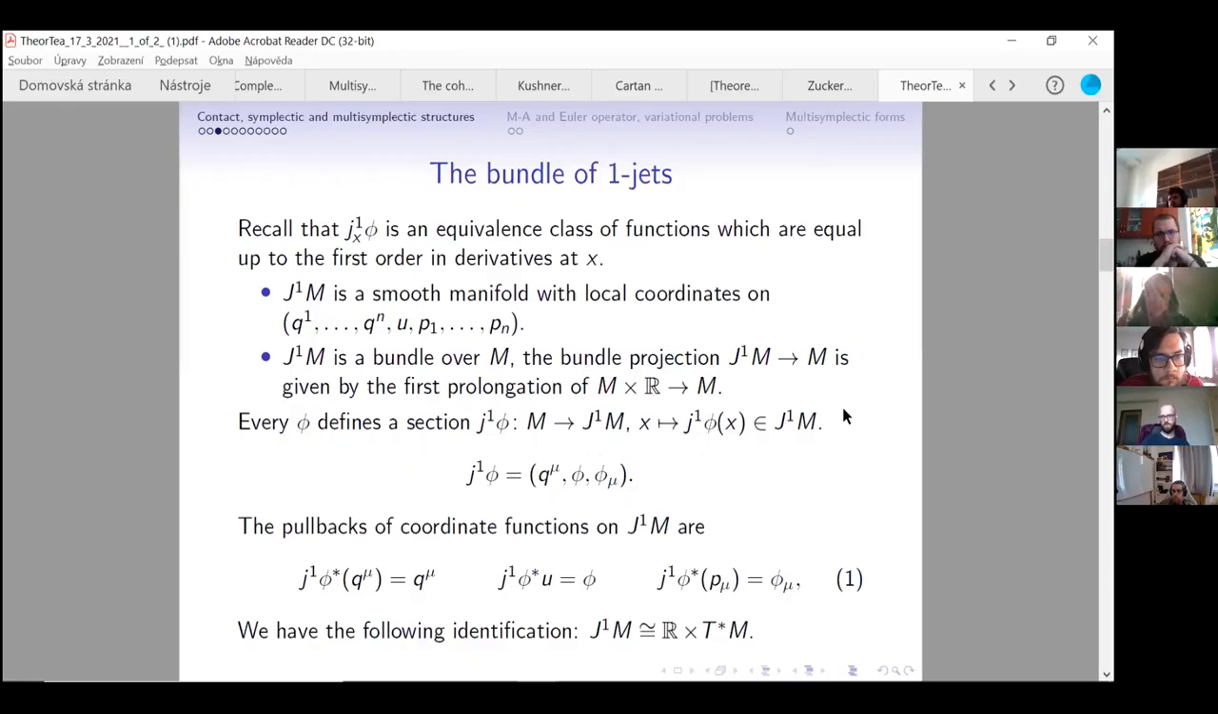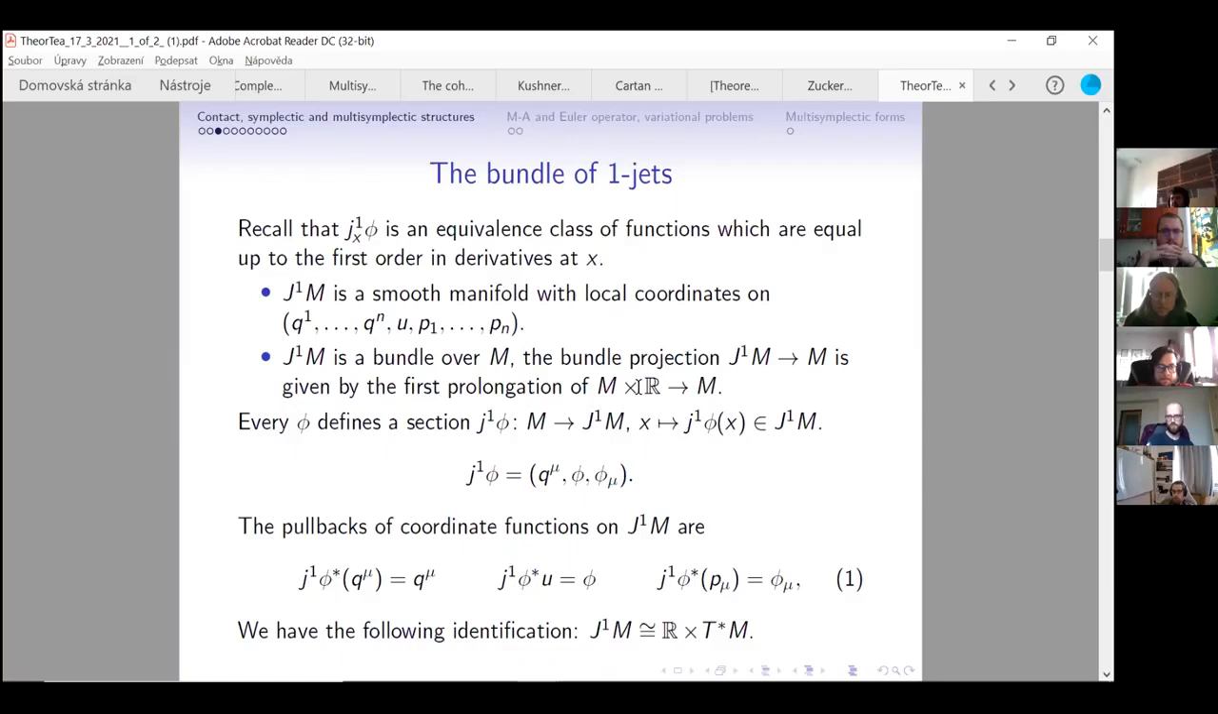So let us recall some basic facts about the bundle of one-jets. J^1 M is not only a smooth manifold which has these coordinates (q, u, p), but is also a bundle over M. And as I mentioned, the bundle projection J^1 M → M is given by the first prolongation of the projection from M × R to M. So this is the trivial line bundle; we have a projection on M.